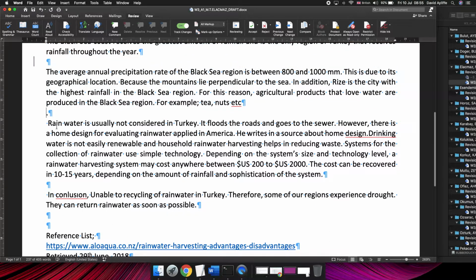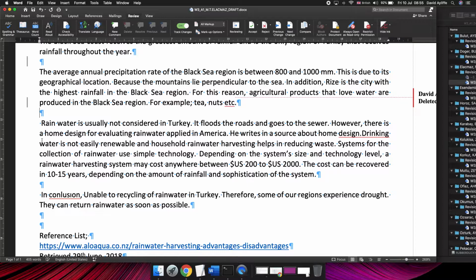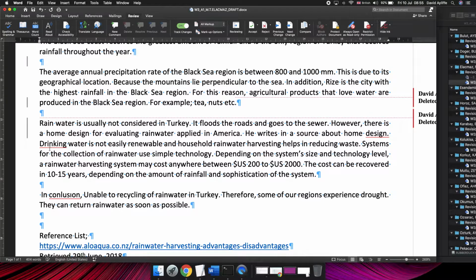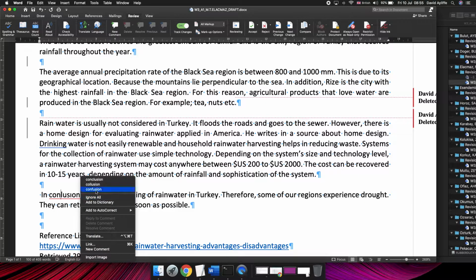Rainwater, and then what's this? Rainwater is usually not considered in Turkey. It floods the roads. Design. Okay, are you going to tell me about the system? You're not describing the system at all. In conclusion, spelling.